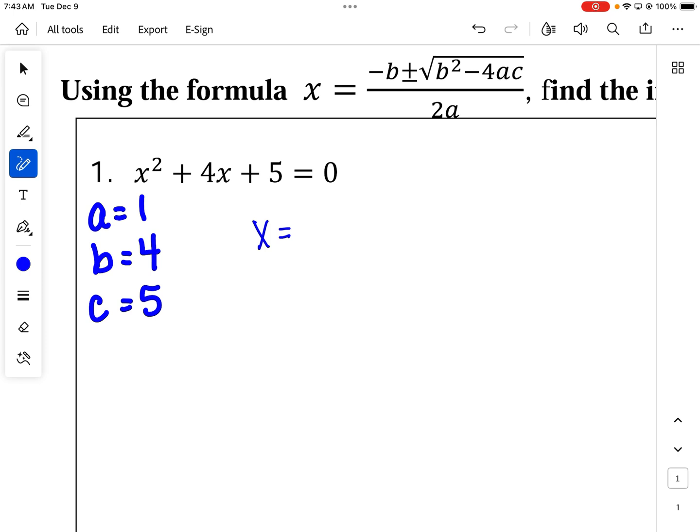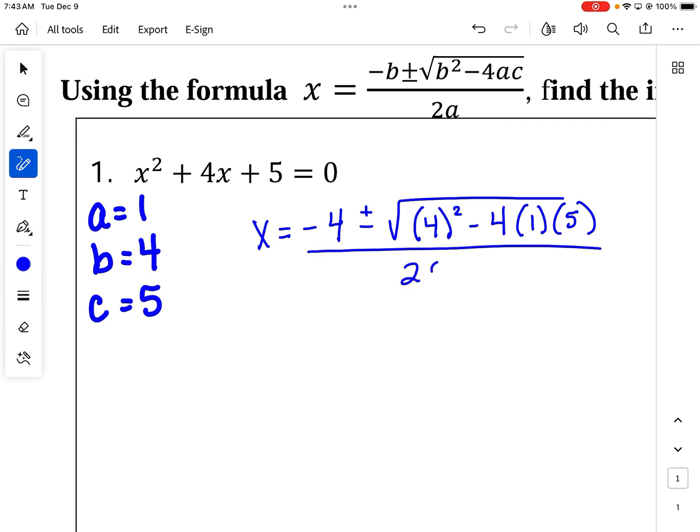So x equals negative b, so negative 4, plus or minus the square root of b squared, 4 squared, minus 4 times a times c. So you're just plugging it in as you're saying your formula. Over 2a, so 2 times 1. So x equals negative 4 plus or minus the square root.